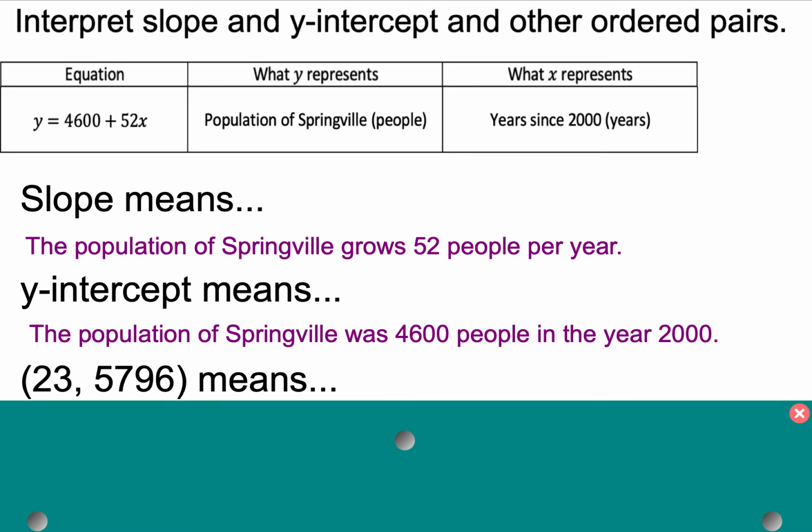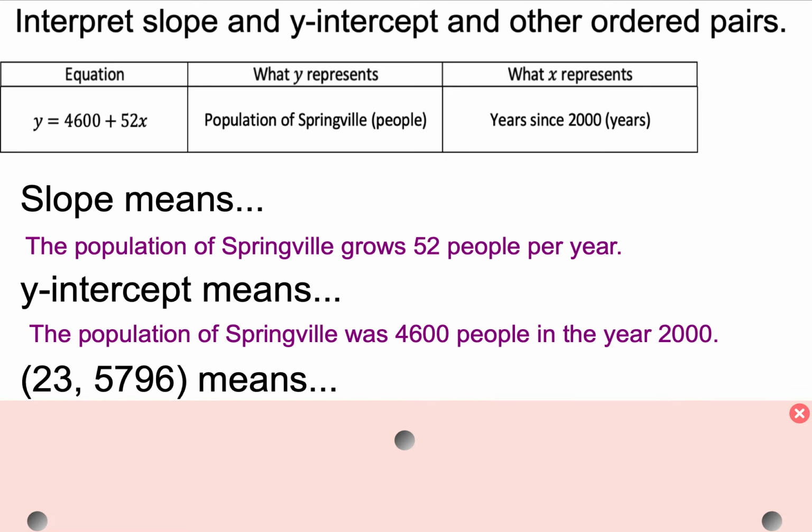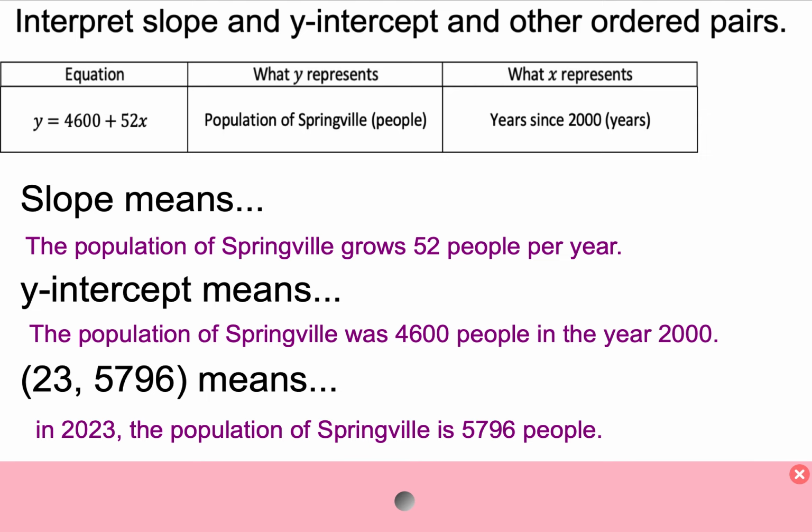Now the point 23, 5796, well, the 23 is the year and the 5796 is the number of people. So in 2023, which is 23 years after 2000, the population of Springville is 5,796 people.